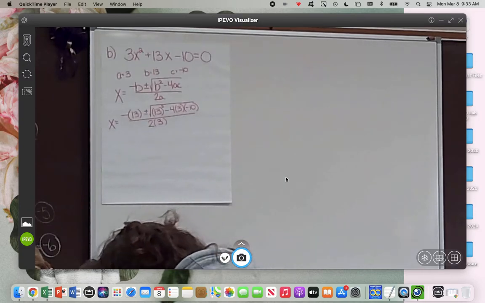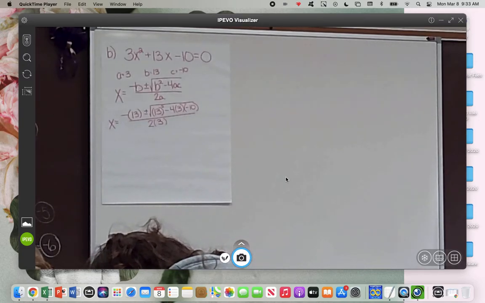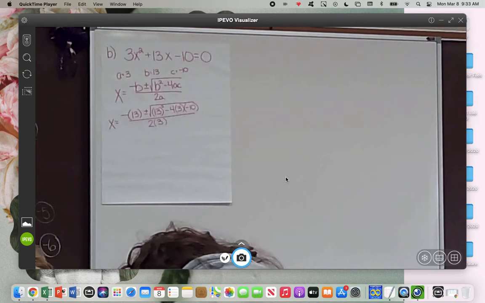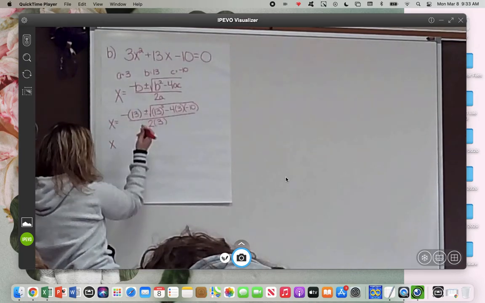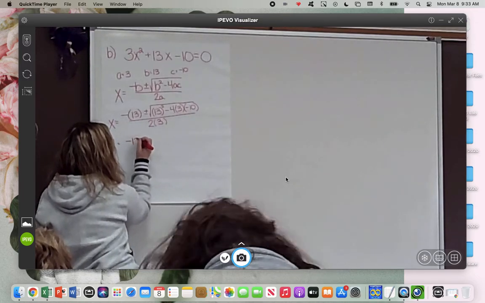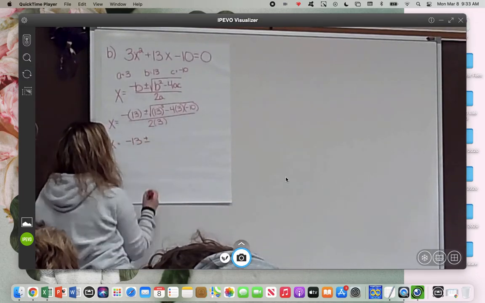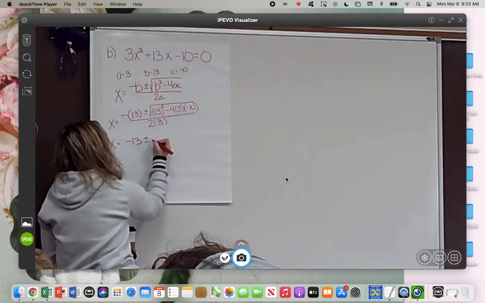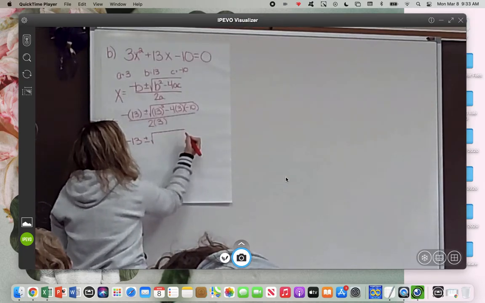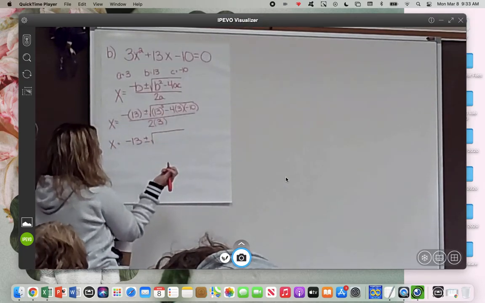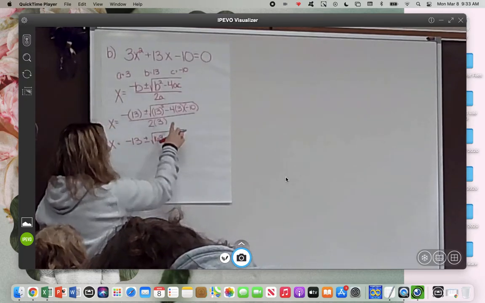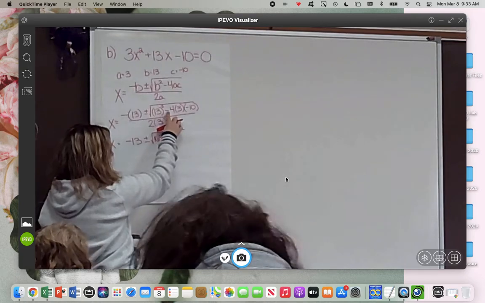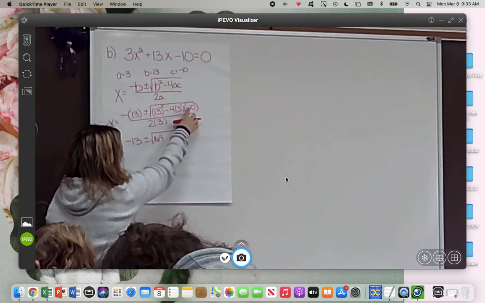All right, so at this point, if you guys want calculators to help you simplify, that's great. So when I plug this in, negative 13 is just negative 13 plus or minus. Now inside the square root, let's simplify a little bit. What is 13 squared? 169. Now what about negative 4 times 3 times negative 10?